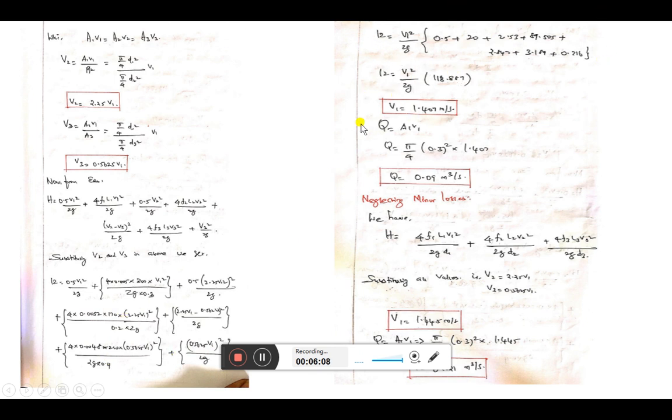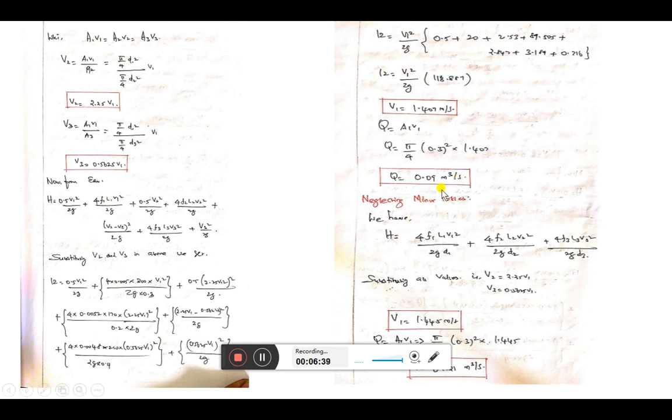Then we take v1 square by 2g common and keep the remaining terms in the bracket. It is calculated as 118.887, and from this we calculate v1. So Q equals A1 V1, where A1 is pi by 4 into 0.3 square, into the v1 we have calculated. So Q equals 0.09 meter cube per second. This is the discharge when we consider all the losses.